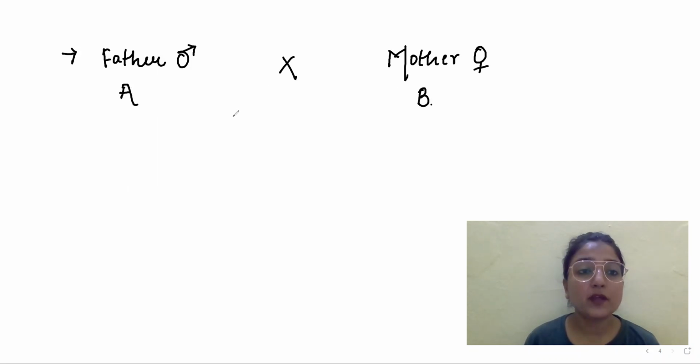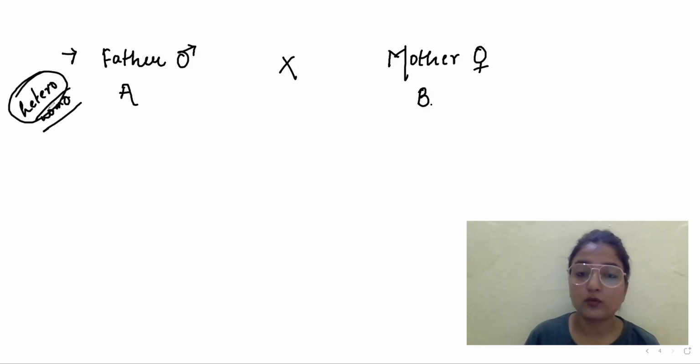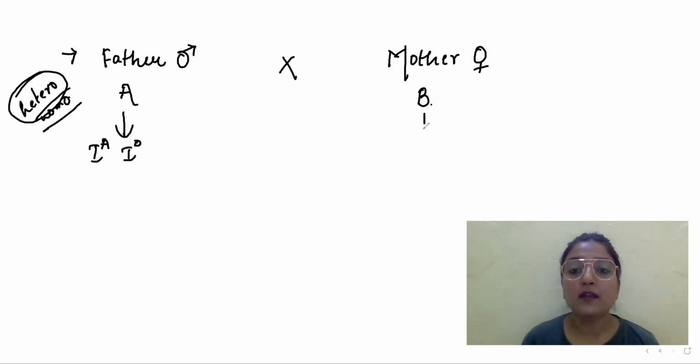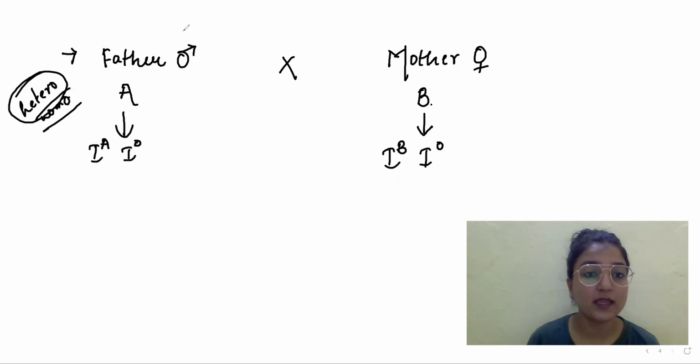So we have to make a Punnett square. But in this case, because it is not given in the question whether it is hetero A or homo A, we generally take heterozygous. If it is not given that the genotype is heterozygous, we take it as heterozygous on our own, and heterozygous means IAIO. These are the possible alleles, and for the mother the alleles will be IBIO. We're just taking heterozygous by our own.